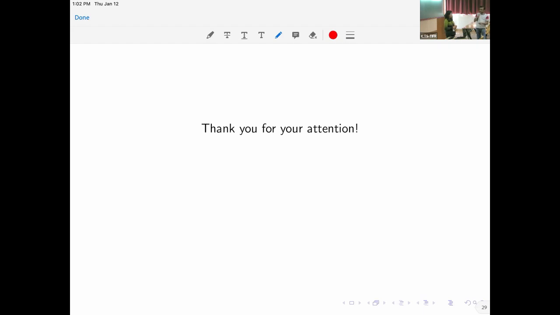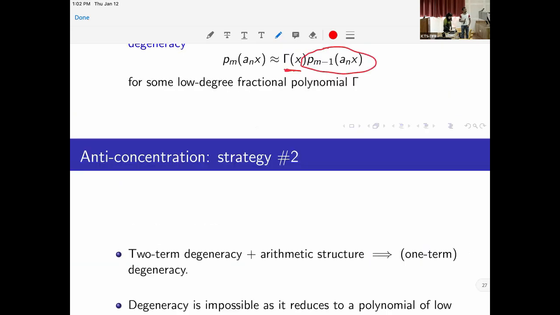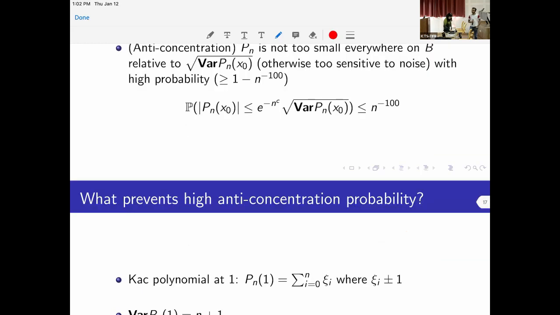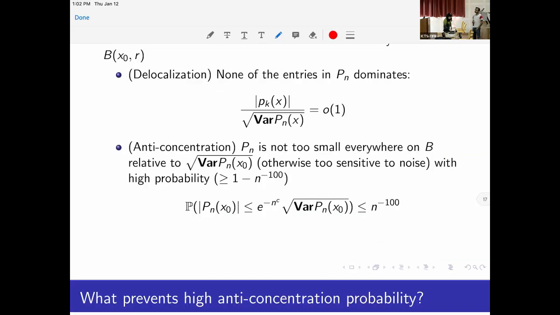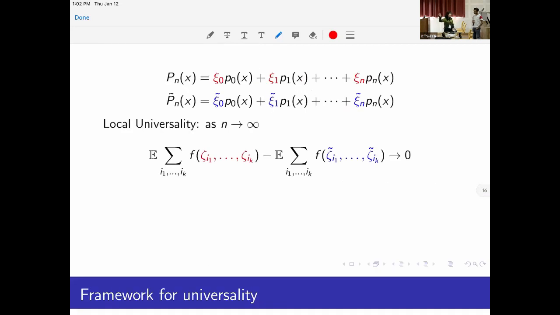I was just wondering, in your local universality result, whether it is an interesting question to have a quantitative bound on the discrepancy of these two expectations? Yeah, that's a great question. Local universality always requires a quantitative bound, so that we can say meaningful things.